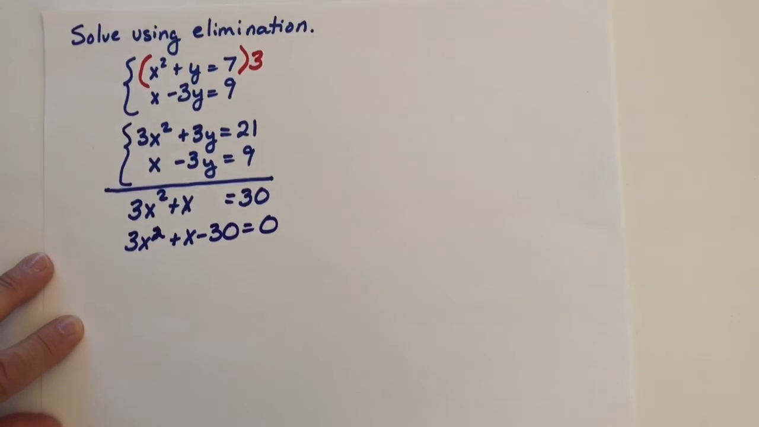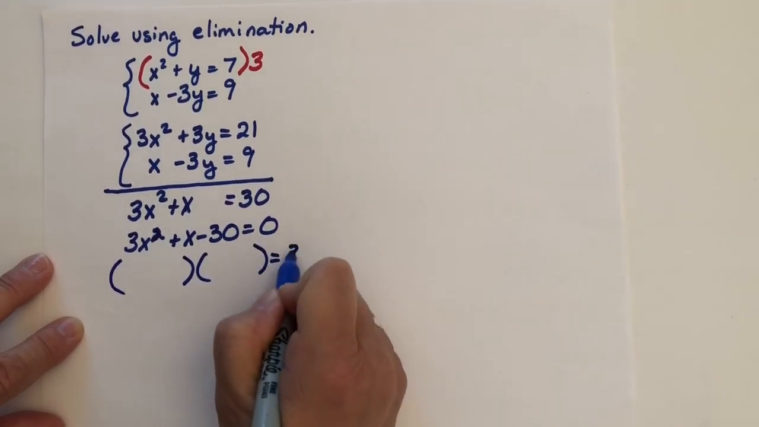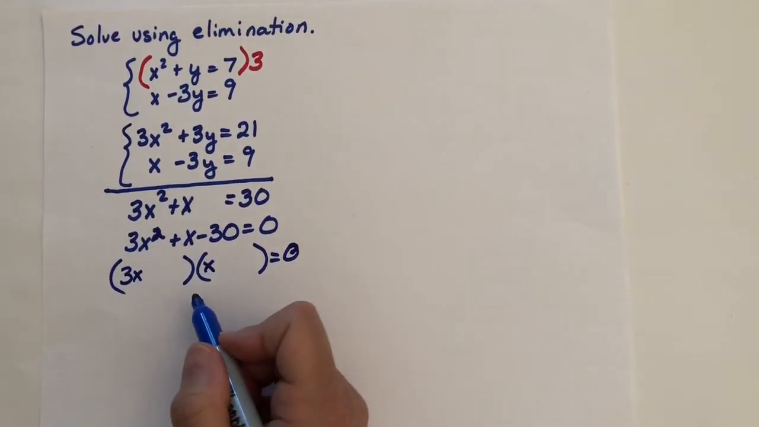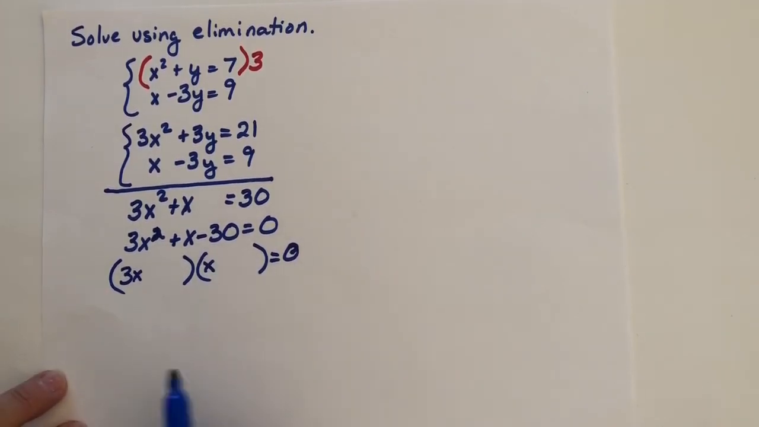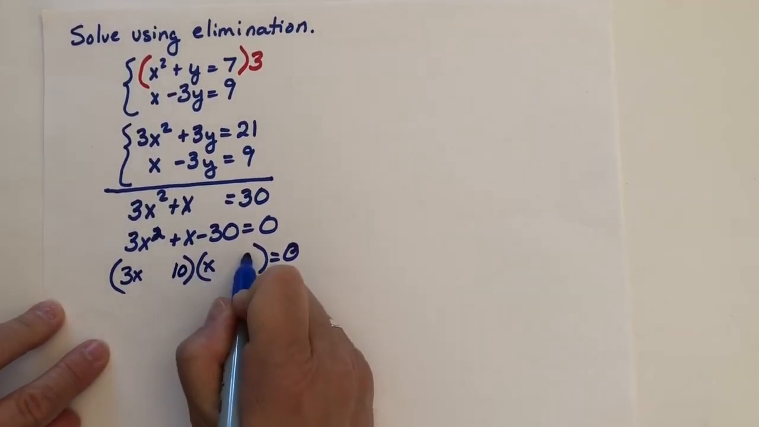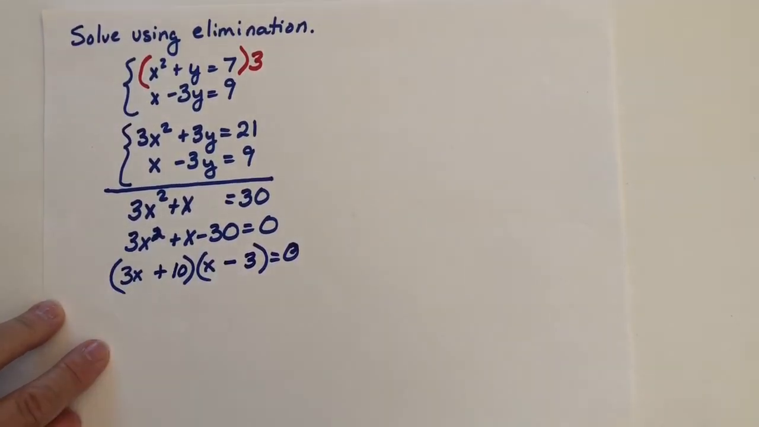I'm going to try factoring. If factoring doesn't work, I can use the quadratic formula, but I'm going to try factoring first. So I have 3x and x, and I roll through the possibilities for 30. You have 1 and 30, 2 and 15, 3 and 10, 5 and 6, in either order. I'll let you test those, but ultimately you will find that 10 here and 3 here will give us that +1 that we need in the middle if we put a plus on the 10 and a minus on the 3.